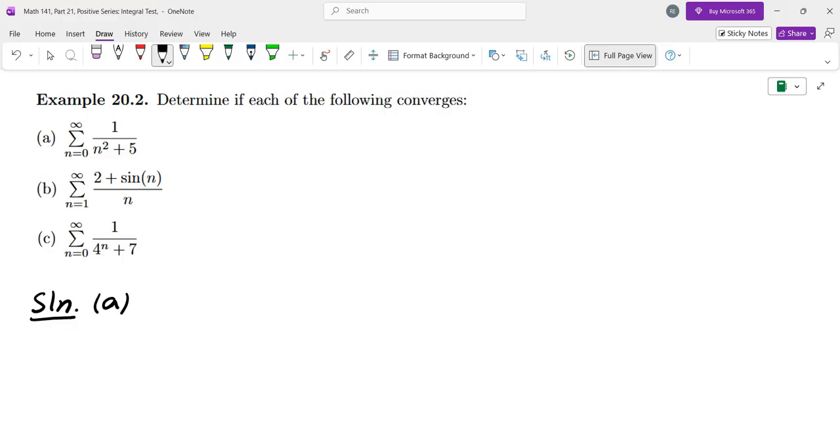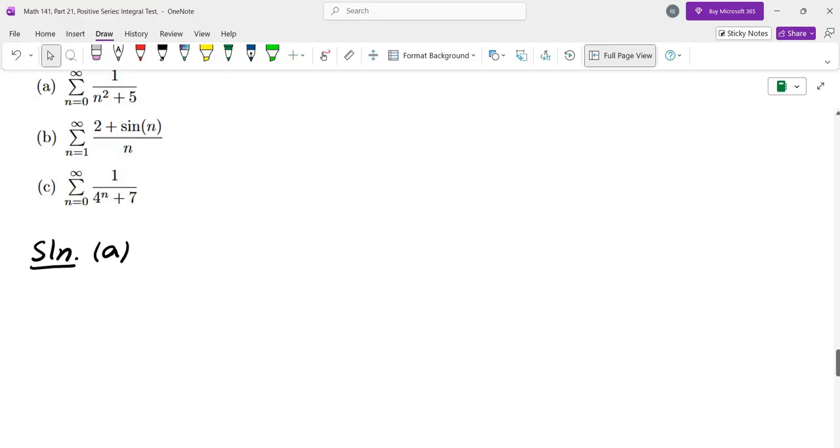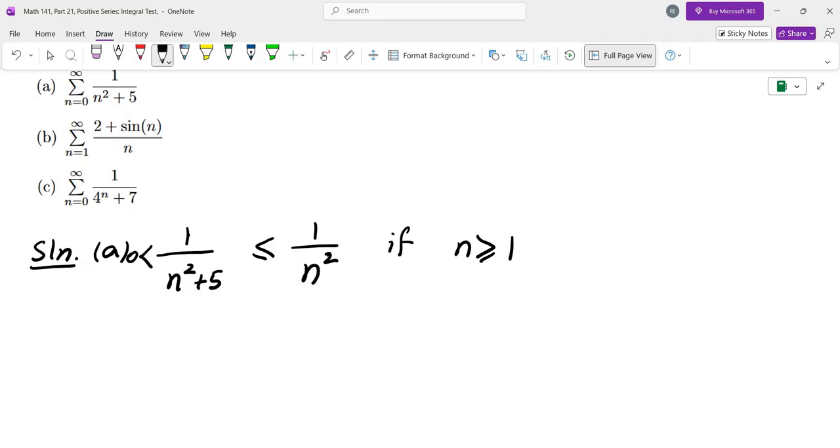So the first one is the sum of 1 over n squared plus 5, n equals 0 to infinity. This is an instance that you can apply the integral test as well, because you can integrate 1 over x squared plus 5. This is one of those tangent inverse problems. But you can also use comparison tests. So if you look at 1 over n squared plus 5, this is less than or equal to 1 over n squared. Well, the only issue is if 0 is at the bottom, that is not going to make sense. So we're going to assume that n is at least 1.